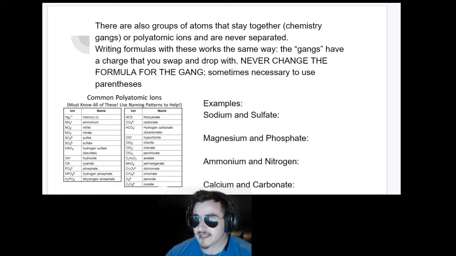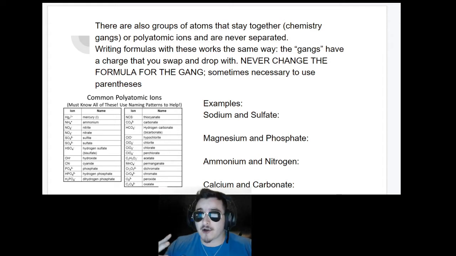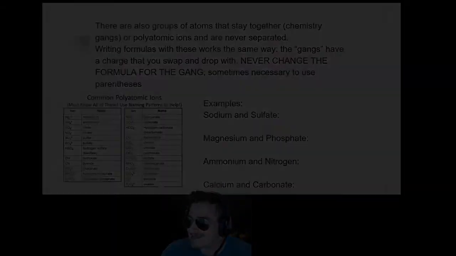But they work the exact same way as an element. But the key, the critical component here is that you do not change what they look like. They have a specific formula. They have a specific charge. You don't get to change that, and it doesn't matter what they're attaching to, all right? They behave just like elements. It's just that there's more than one element there. So let's do these examples on the board: sodium and sulfate, magnesium phosphate, ammonium and nitrogen, calcium and carbonate.